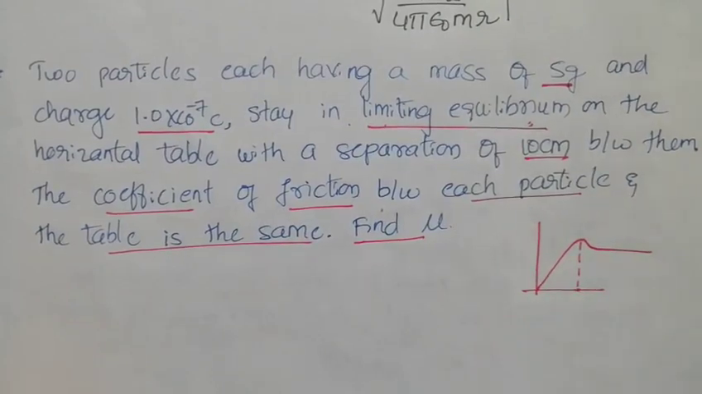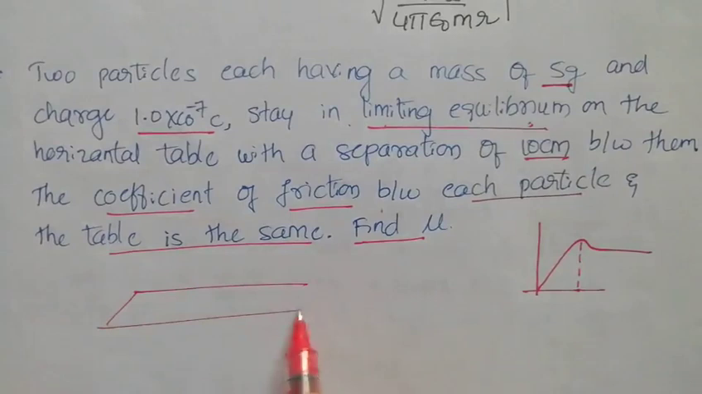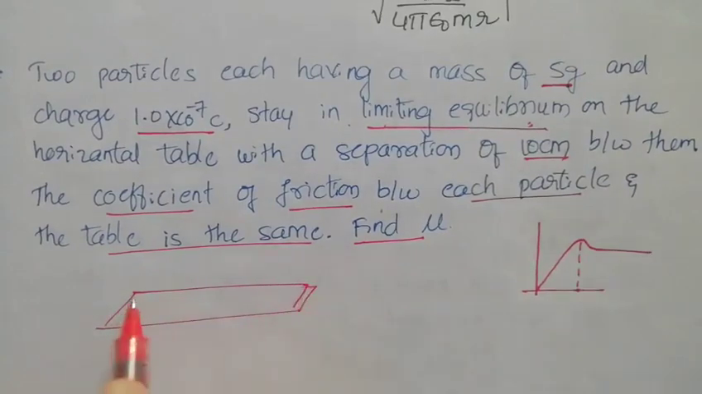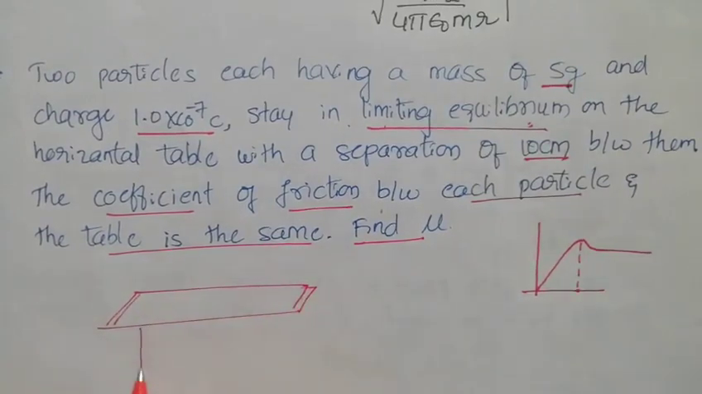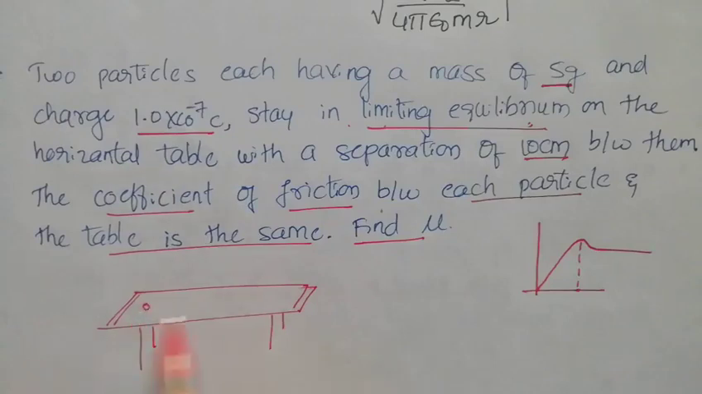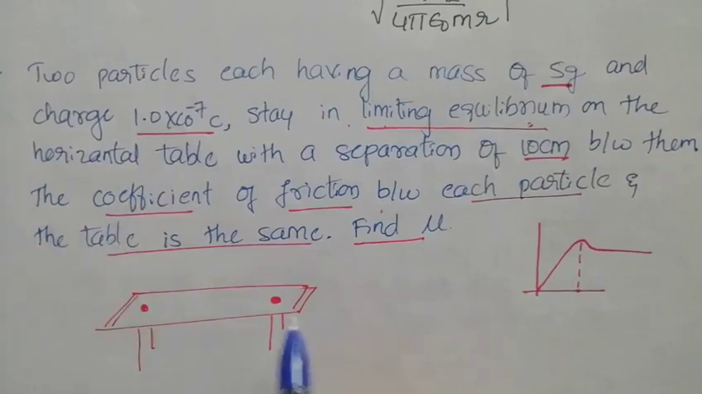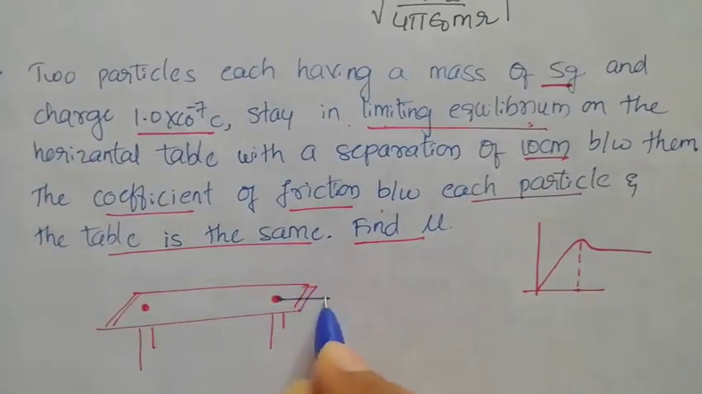Now let us look at this. Let us consider the table. Just for your understanding, I am drawing this table; you need to imagine it. On this table we have kept the charges, one charge here and one charge here. Since both are positive charges, there is a repulsion force in this direction.